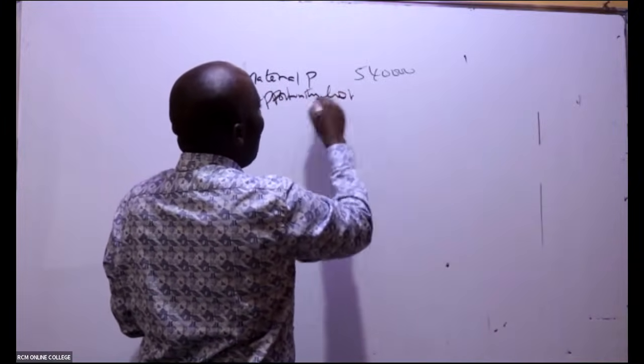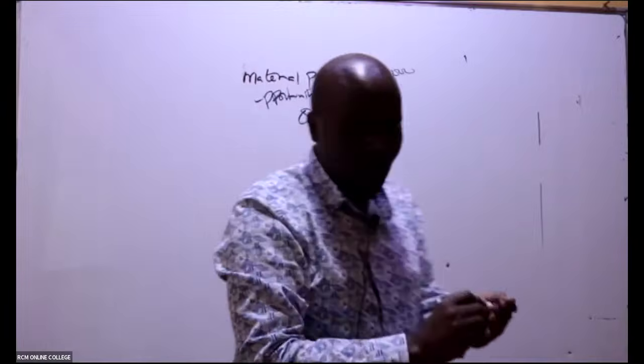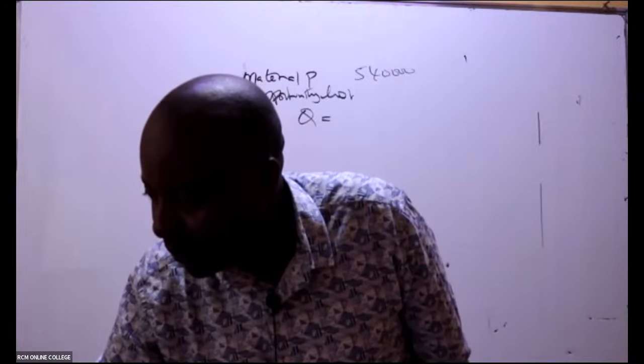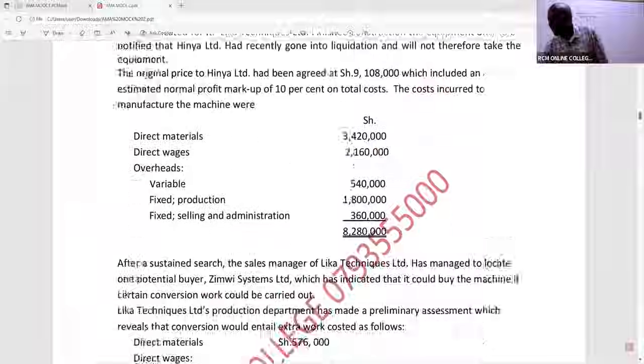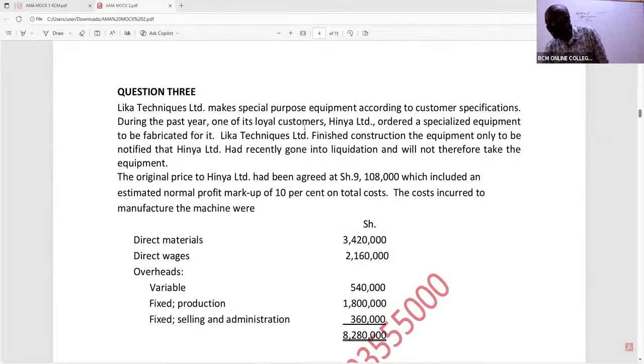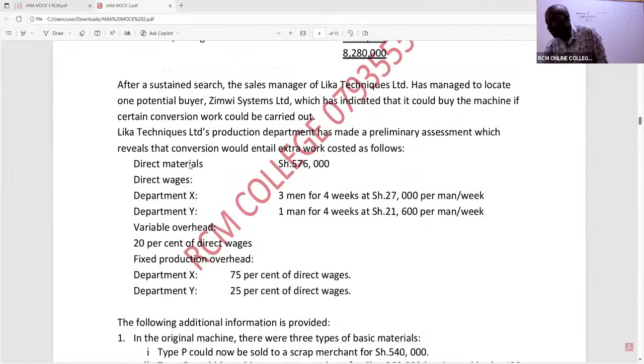Opportunity lost. How about Q? Q, ladies and gentlemen, what do we have there for Q? So for Q, remember up here we are told that we had done a job for another person. And this other person became what here? Bankrupt? Became bankrupt.